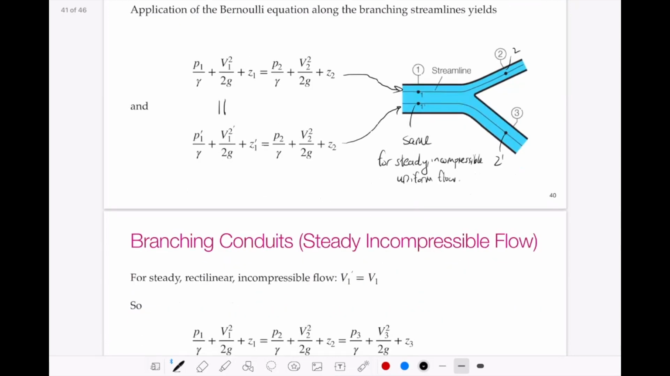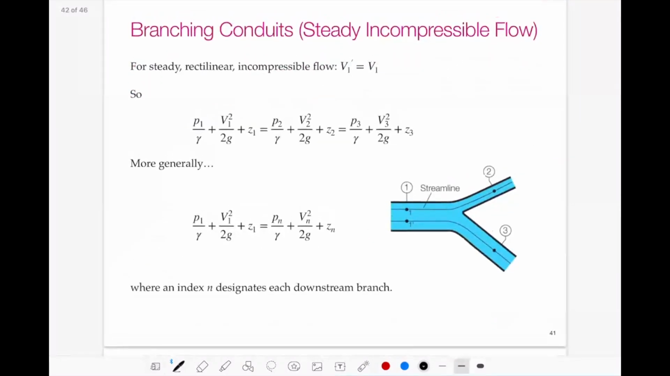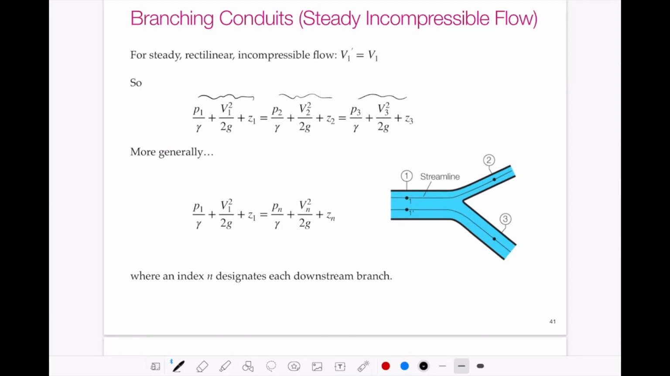So if that's the case, then for a branching conduit, if we know the Bernoulli relationship at one value, then we know the relationship at any point. So we can just rewrite it in terms of our branch index n, where n is just the index of the branch. So in this case, n would equal 1, 2, 3, etc. Basically, we can apply Bernoulli's equation along any section of pipeline.